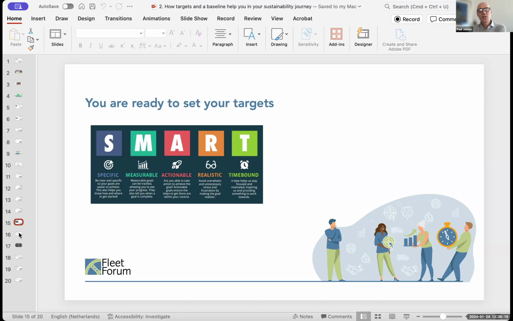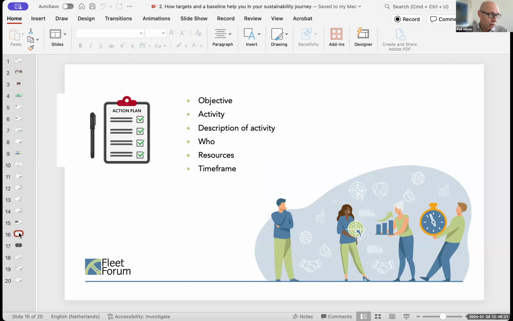So once you have your actions, your objectives set in a SMART way, you translate that into an action plan with a clear objective. The objective is what you just said. For example, before the end of the year, I want to reduce my fuel usage by 4% by sharing 400 trips with other organizations. That's the objective. The activity is need to align with other organizations and need to start sharing trips. And you describe what needs to be done.